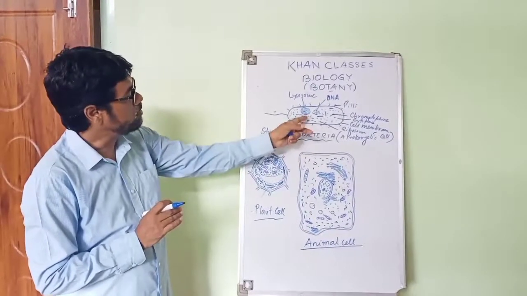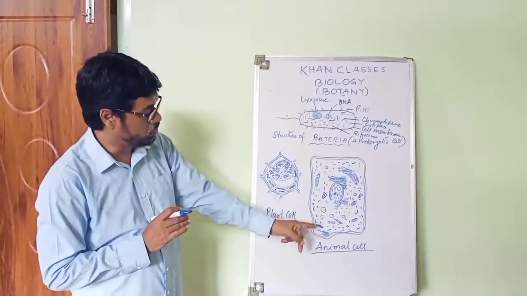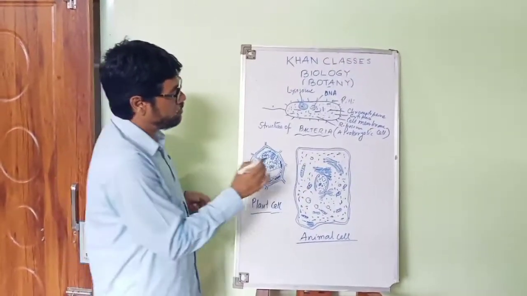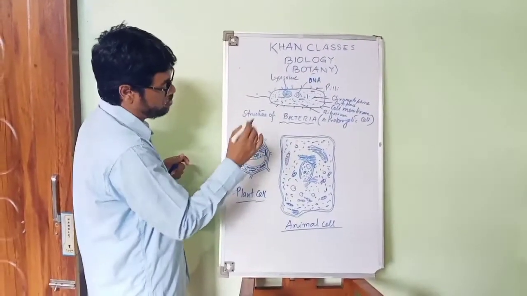Now, what is the difference between the structure of the prokaryotic and the eukaryotic cell? This is the eukaryotic cell. This is a plant cell, this is an animal cell. Now, what are the basic differences between these two?